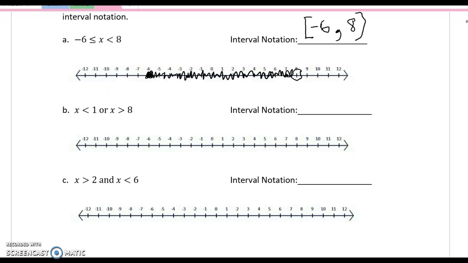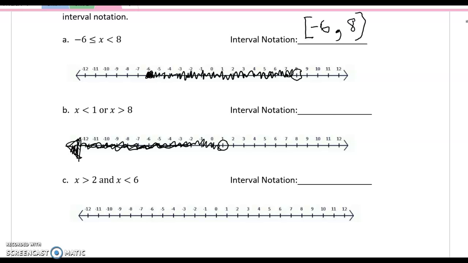All right, moving on to part B. Here we have a compound inequality, but this time we have the word "or" separating the two inequality statements. Let's see how we're going to graph this compound "or" situation.